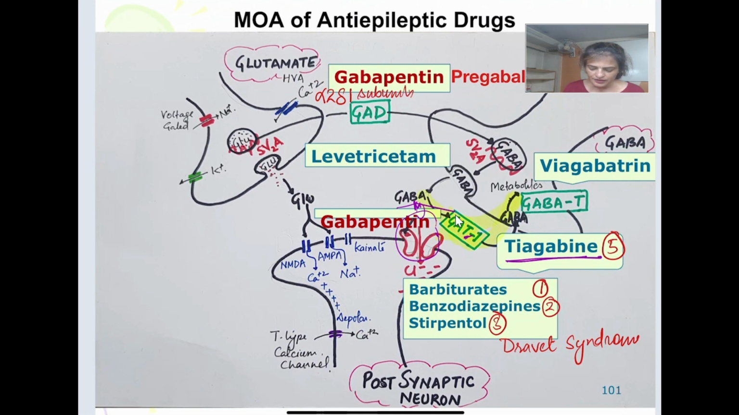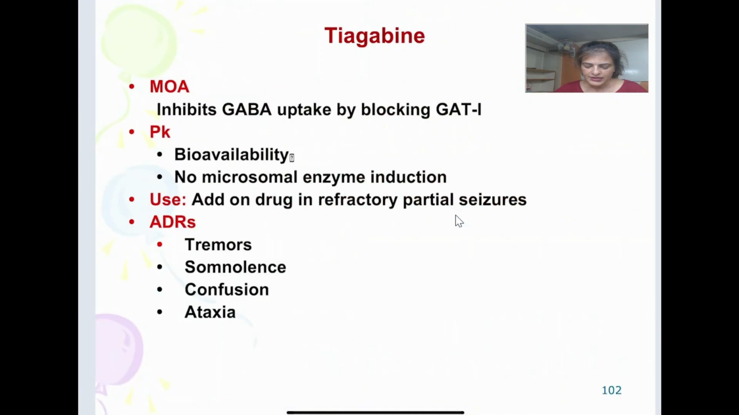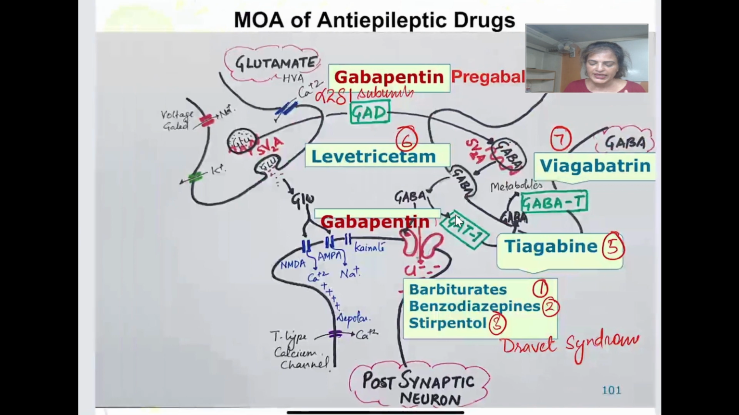So chloride will enter, negative ion, neuronal hyperpolarization, so negative effect. So tiagabine is going to act by blocking the GAT1. Here we are going to use it mainly as an add-on therapy. These are its important side effects. Now the next group of drug, this is number 5.